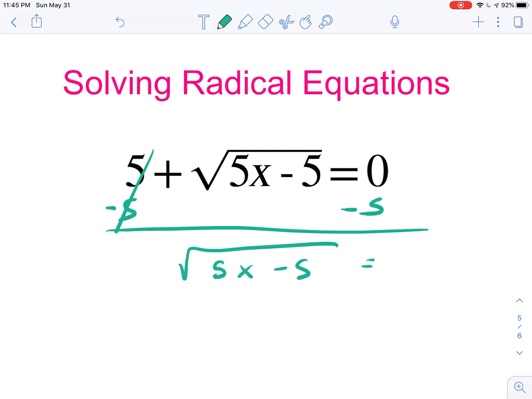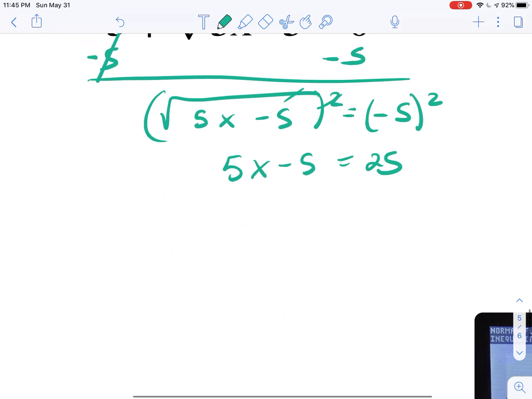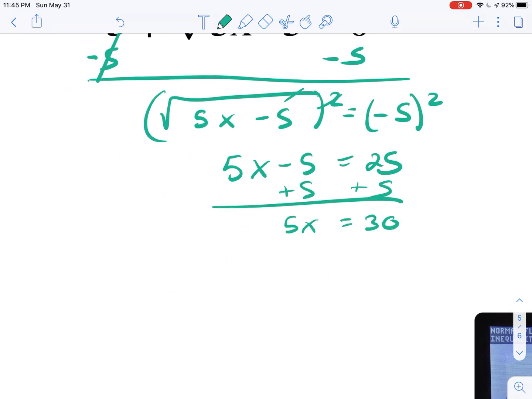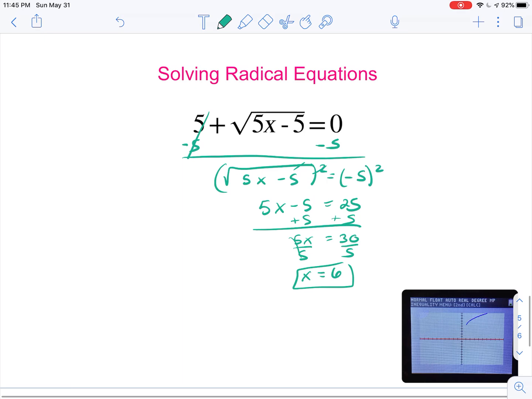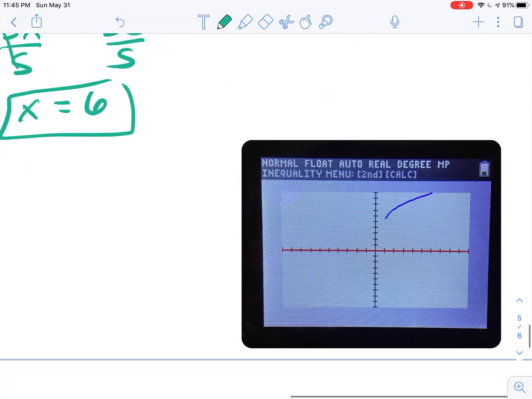Excellent. 5x minus 5. Okay. Square both sides. Excellent. Minus 5 is equal to 25. We add a 5. We divide by 5, and we're left with x is equal to 6. So now we have to check, is this extraneous?